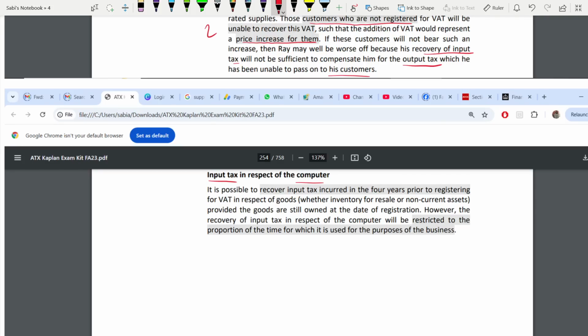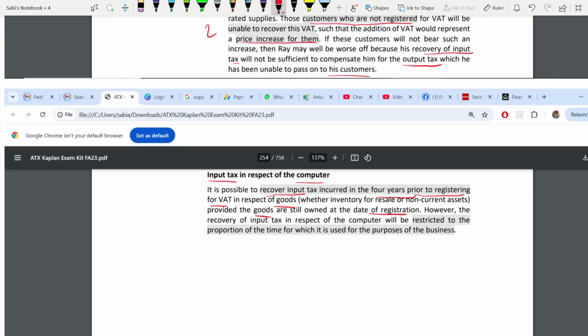Most of you have missed out that it's a pre-registration expenditure, right? So before you register for VAT, you can recover the input tax for 4 years before you register. Any input tax you have incurred, you can recover. This is regarding goods. But those goods have to be still owned by you at the date of registration.